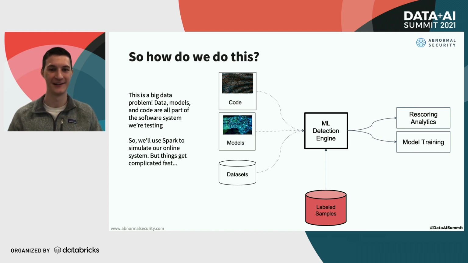But it turns out that things actually get really complicated quickly. Our plan here is to build an offline version of our online detection engine in a series of Spark jobs, but the data in particular is something that's pretty complicated to get just right.